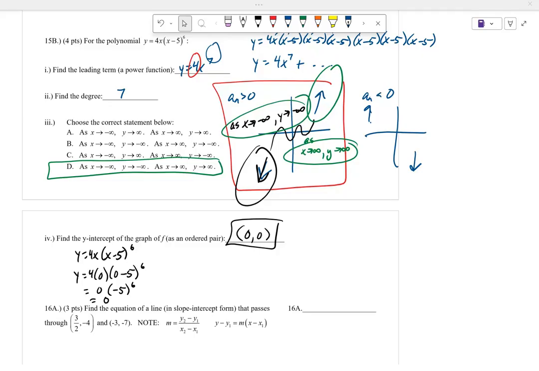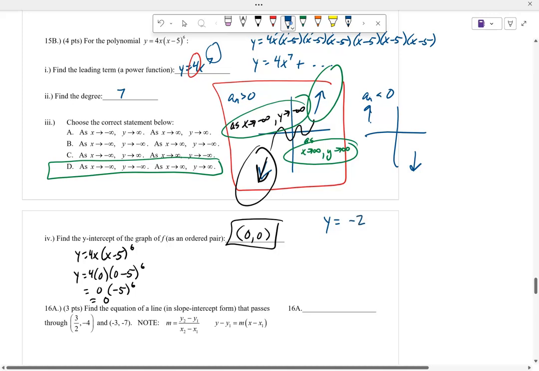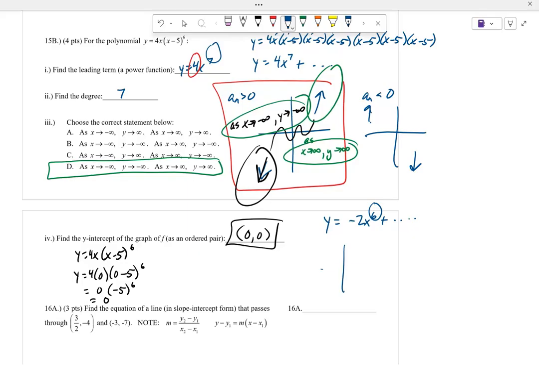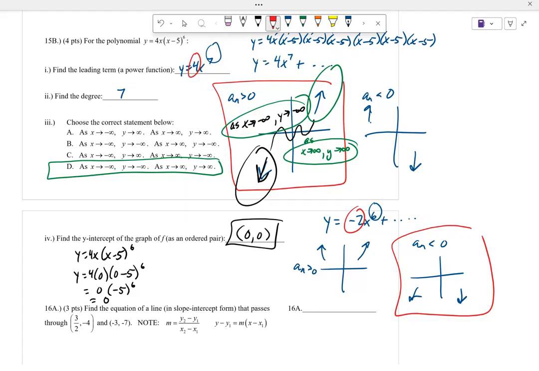And just for end behavior, remember if you had a different function, let's say negative 2x to the 6 plus blah, blah, blah. Now the degree is even. So if it's even, it's either going to go up and up like x squared with the leading coefficient positive, or if the leading coefficient's negative, it's going to go down and down. And in this case, the leading coefficient's negative, so it would have been that one, right?